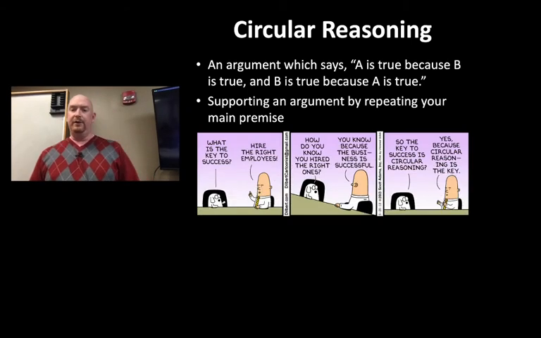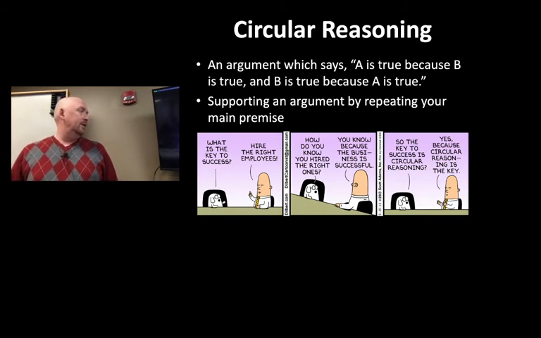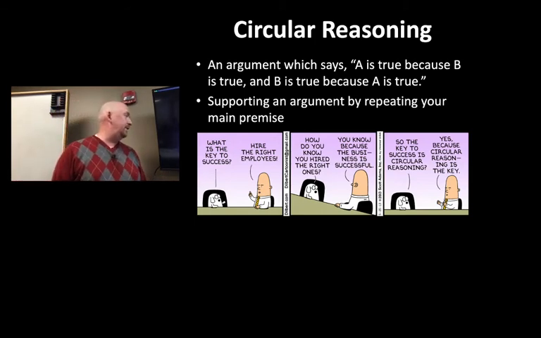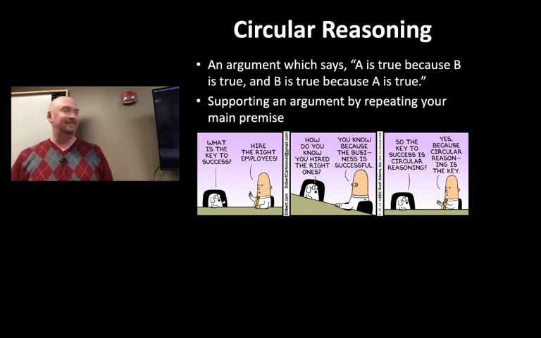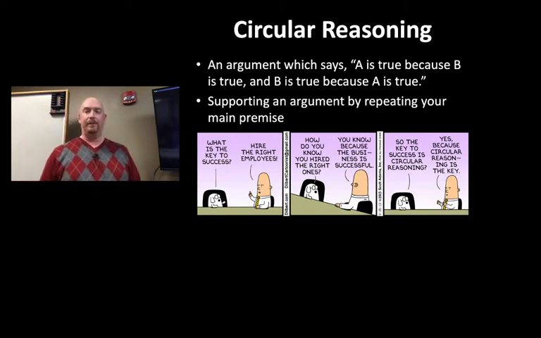And here's your cartoon, Dilbert this time. What is the key to success? Hire the right employees. How do you know that you hired the right employees? Because you're successful. So the key to success is circular reasoning. Yes. Circular reasoning is key. All right. Is it going to go into circular reasoning for circular reasoning? Circular reasoning for circular reasoning's sake. I'll let the paparazzi take their pictures, all right?